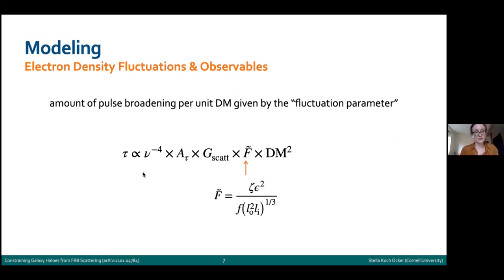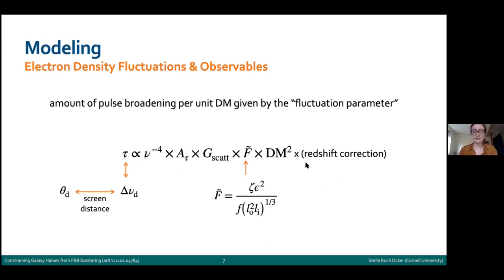And then the pulse broadening is also related to these other scattering observables. Pulse broadening is inversely related to the scintillation bandwidth through the uncertainty principle, and you can relate the scintillation bandwidth and the angular broadening by the distance to the scattering screen. And so this, of course, applies to a single screen geometry. Now, there are a few other factors in this equation. You have the observing frequency nu, and then you also have this factor A tau and G scat.